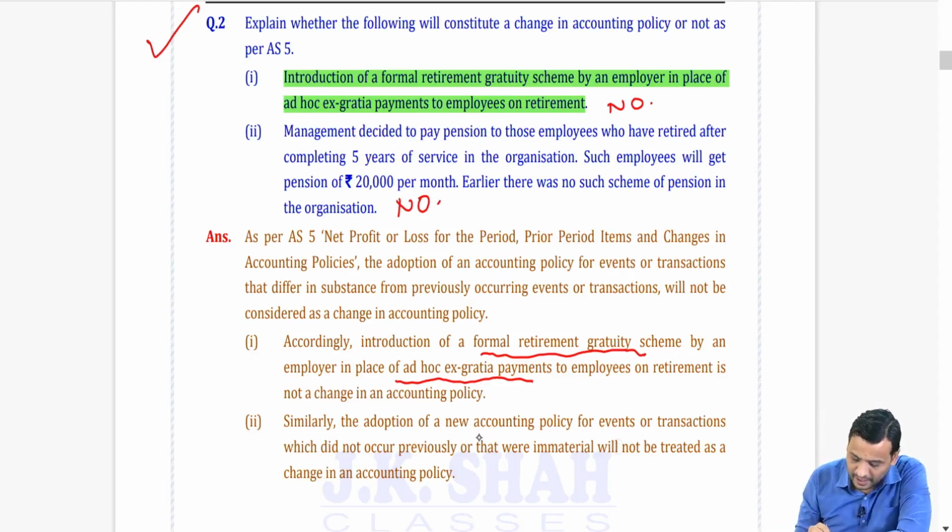Similarly, an adoption of a new policy for events and transactions which did not occur previously or which were immaterial will not be treated as a change in accounting policy. Both of them are not a change in accounting policy.